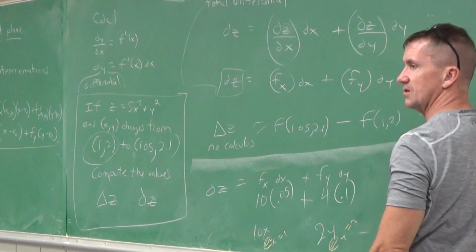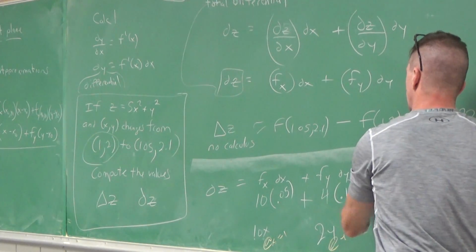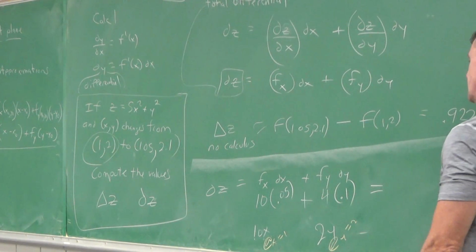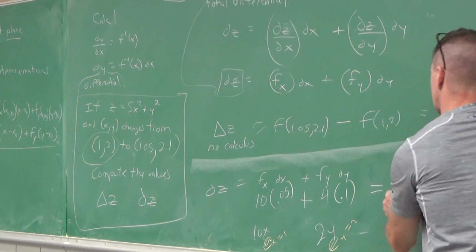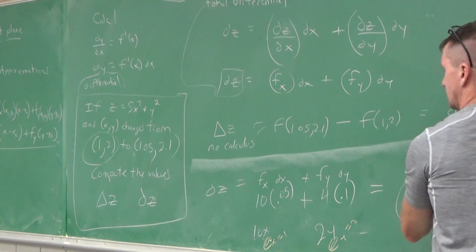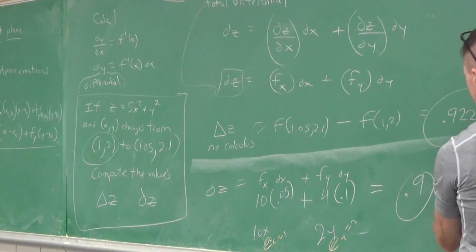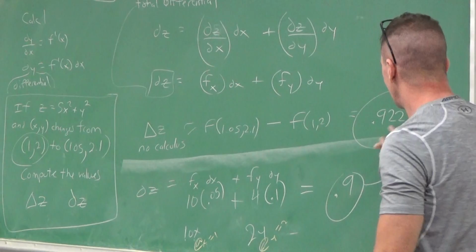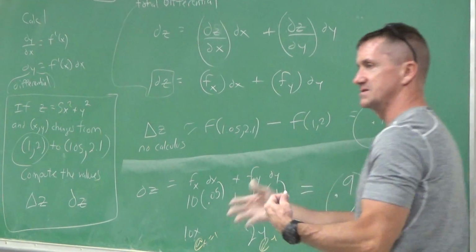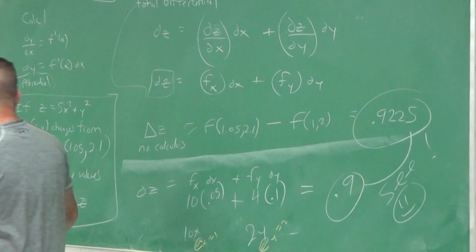This number should be very close to this. Almost spot on. Almost the same. And what is 0.5 plus 0.4? Right, everyone? Very close to each other. We can see that, can't we?